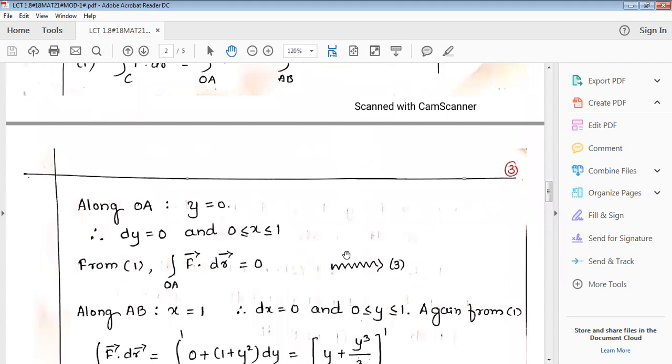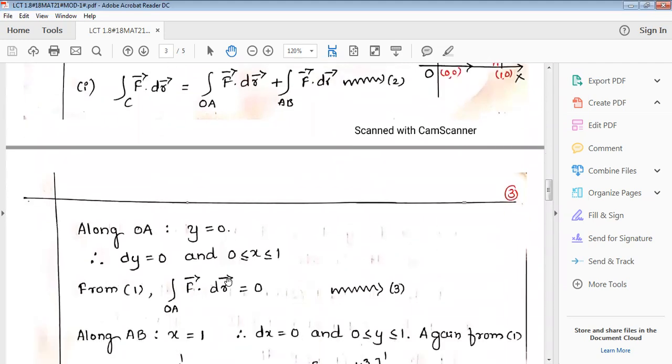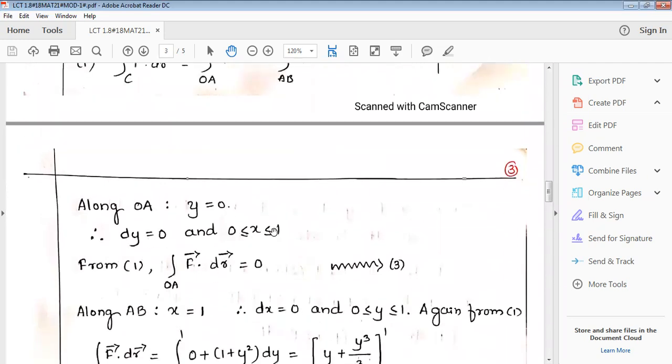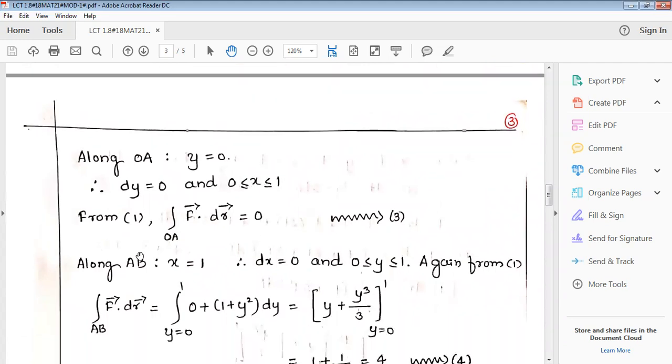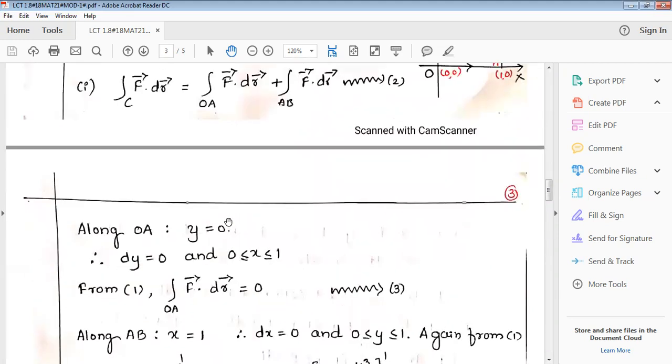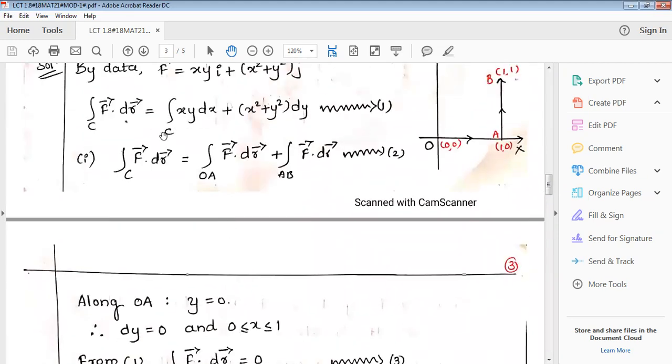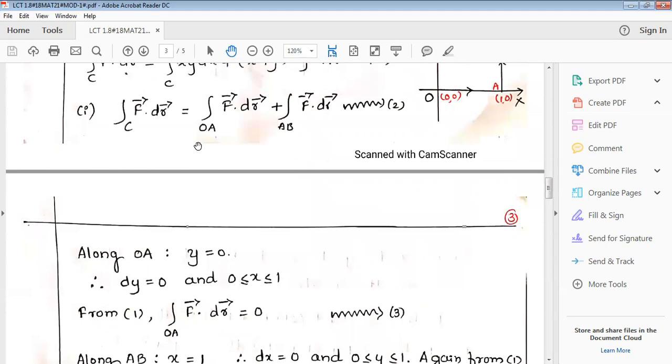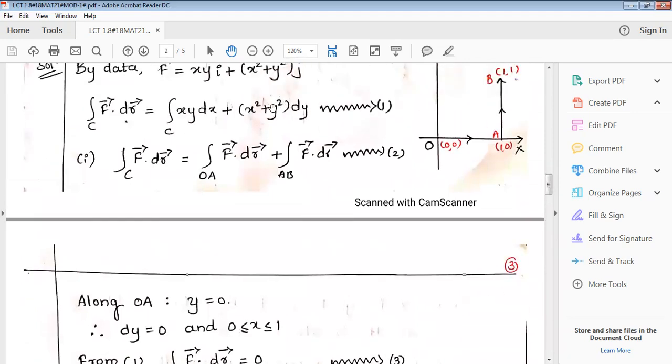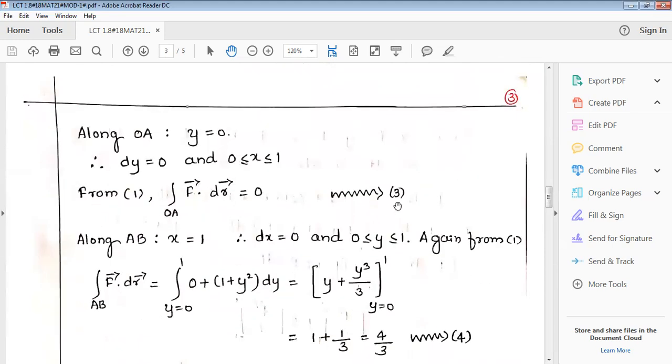Now, along OA, y is 0, therefore dy is equal to 0, and x lies between 0 and 1. So from equation 1, the integration over OA of F dot dr is equal to 0. Here, when you take it over OA, since y is 0 and dy is also 0, F dot dr becomes 0. Call this equation 3.